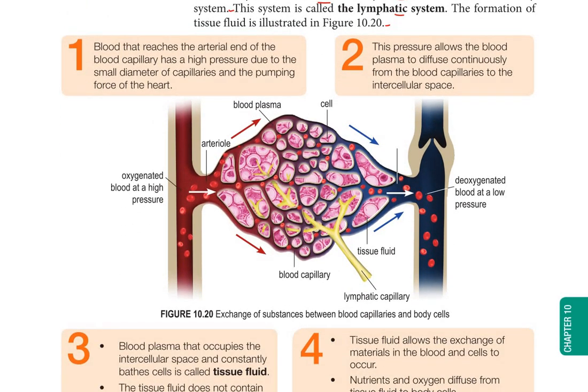First one, blood that reaches the arteriole. So I think this one you can change into arteriole. End of the blood capillary has a high pressure due to the small diameter of capillaries and the pumping force of the heart. Number 2, this pressure allows the blood plasma to diffuse continuously from the blood capillaries to the intercellular space. So what is intercellular space? Okay, later I will explain.